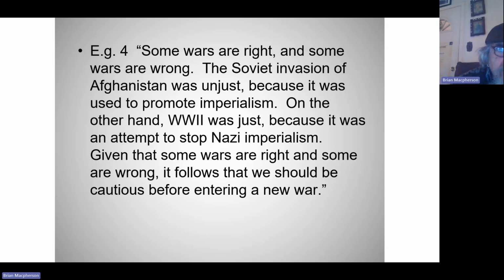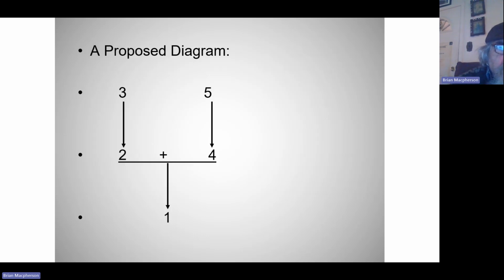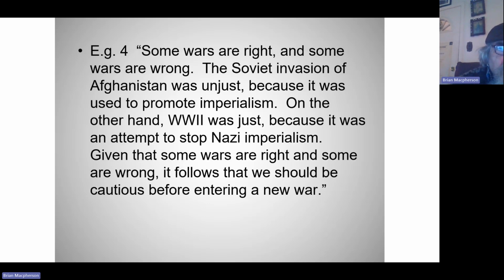We also agreed that World War II was just, but there is a reason for that. Because, again, a premise indicator, it was an attempt to stop Nazi imperialism. Therefore, 5 supports 4. If we put 2 and 4 together, then we get 1. And 1 is that some wars are right and some wars are wrong, and therefore that we should be cautious before entering a war, right?